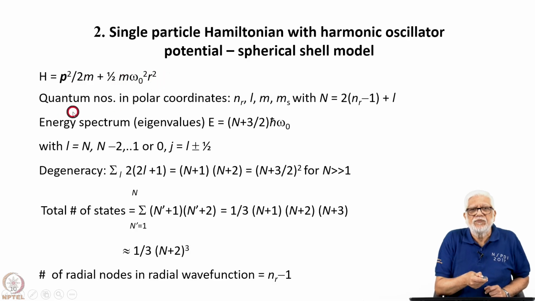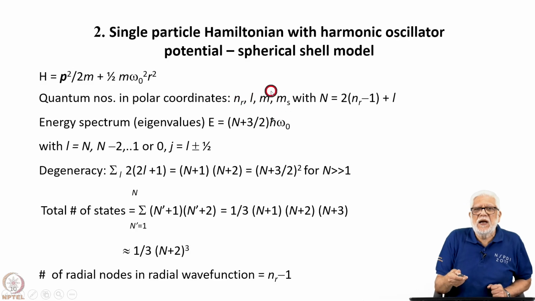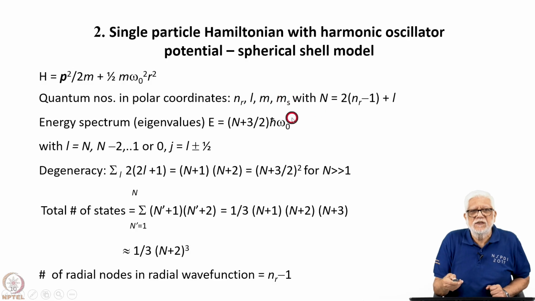times r squared. Now, you can solve this Hamiltonian to get the eigenfunctions, and the quantum numbers in polar coordinates correspond to the radial quantum number n_r, L the orbital angular momentum, m the projection of this L on the symmetry axis, let's say, or some axis that you choose, and then the projection of the spin on that axis.